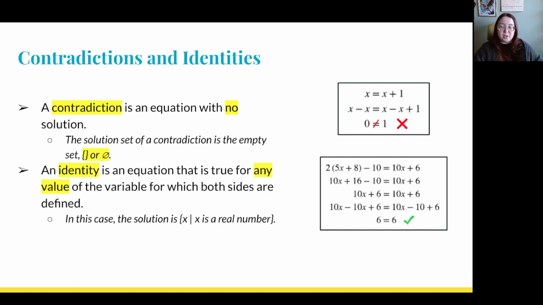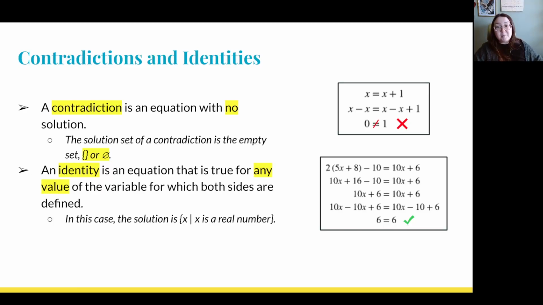Now, an identity would be a similar type of problem where you would simplify as much as you could, but your variable would go away. It would go away in the same way it did for the contradiction, but your numbers at the end will be equal instead of different. So for example, we have 2 times 5x plus 8 minus 10 is equal to 10x plus 6. So distributing our 2, we get 10x plus 16 minus 10 equals 10x plus 6. So 16 minus 10 is 6, so we get 10x plus 6 equals 10x plus 6. This should be a hint at this point. It is the exact same equation on both sides of the equal sign.